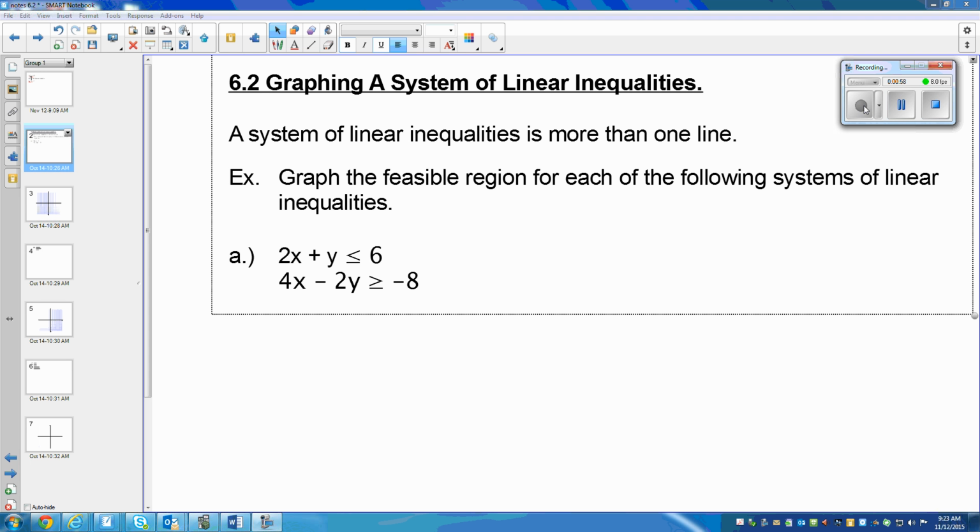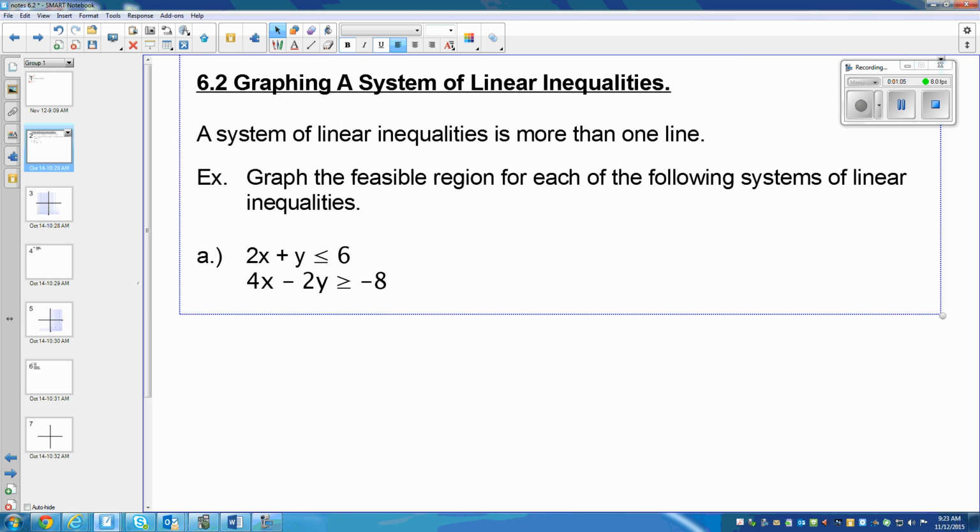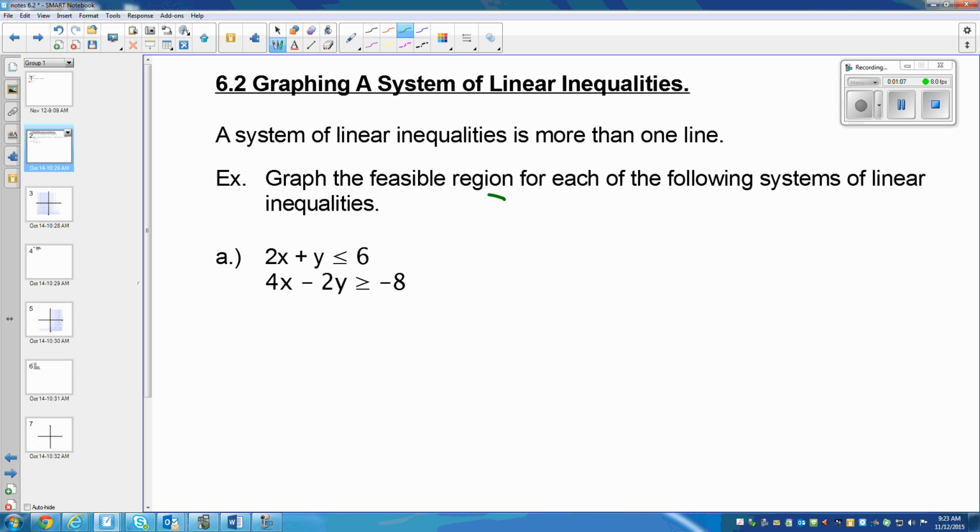So how do we graph feasible regions? They'll ask for this fancy word, feasible region, right here. They'll ask for that. What is that? That is the area that works for everything.